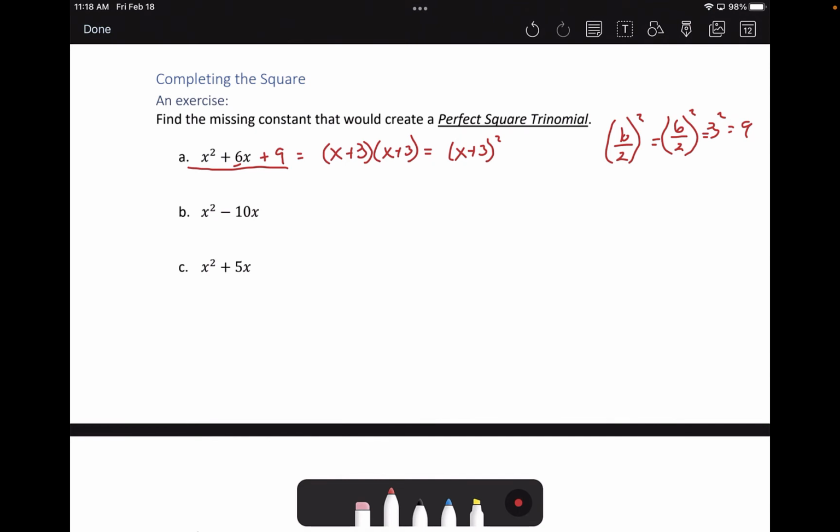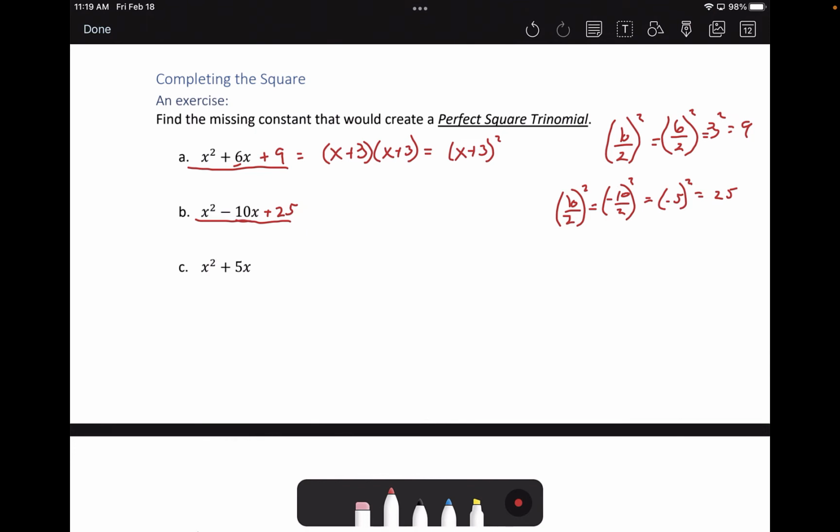So in the next example, b is negative 10. So we're going to take b over 2 and square it. Negative 10 over 2, we'll square it. Negative 5 squared is 25. So we'll add 25 in, thereby creating a perfect square trinomial.